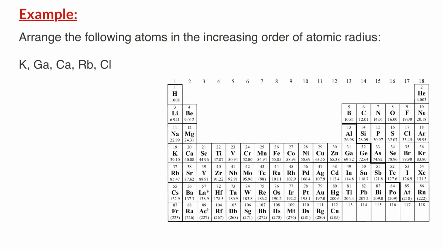We have another question. Arrange the following atoms in the increasing order of atomic radius. We have potassium, gallium, calcium, rubidium, and chlorine. I will again do the same thing. First, locate these atoms on the periodic table.